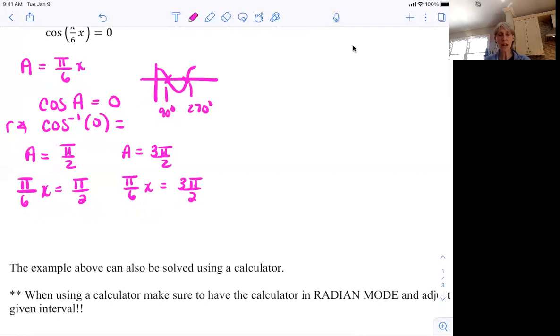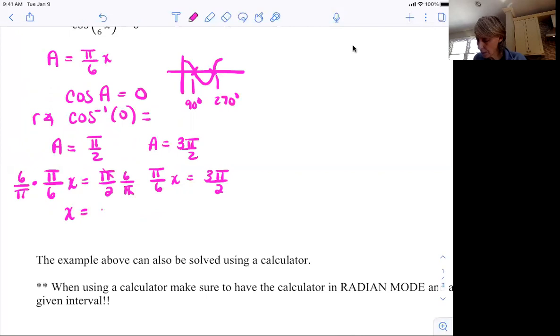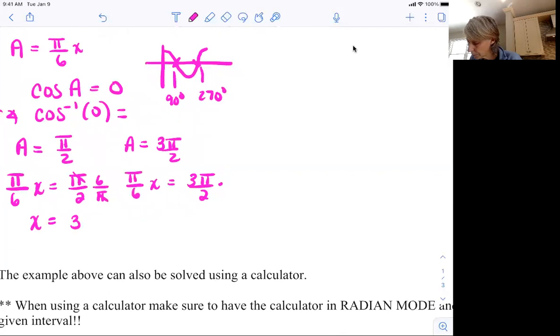So now if we want to solve for x, all we have to do is multiply by the reciprocal. x is going to equal 3, 6 over pi. And x is going to equal 9.